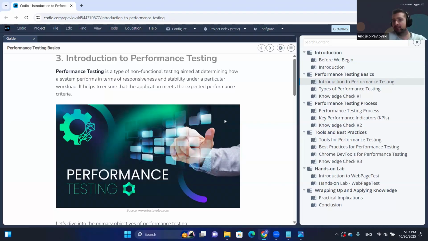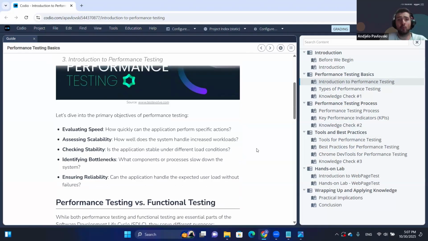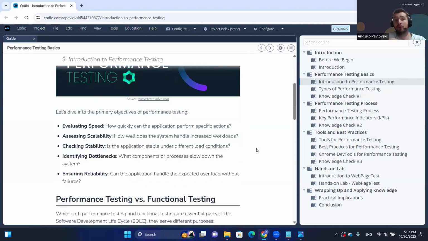So that's why we refer to it as non-functional testing. And as I mentioned, it is on the same scale as functional testing. One cannot go without the other, even if you have the most lightweight application at your disposal. Remember that performance testing should always be practiced. Now, regarding the biggest objectives of performance testing.